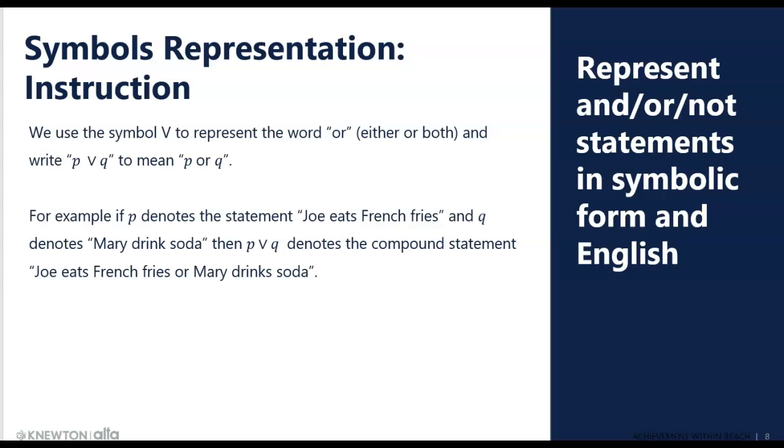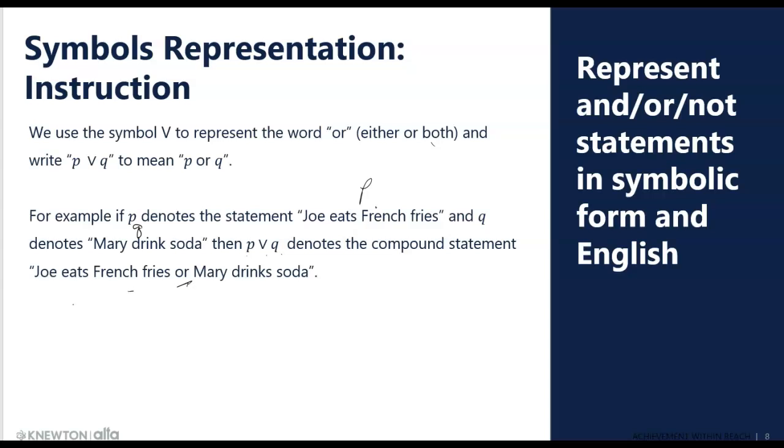So the symbol for and was like an upside down V, and you could draw a line through it to make an A. The symbol V, this is a big V, represents or. Either or both are true if you use the or. So if P denotes the statement, Joe eats French fries, and Q denotes the statement, Mary drinks soda, then P or Q denotes the compound statement, Joe eats French fries or Mary drinks soda.